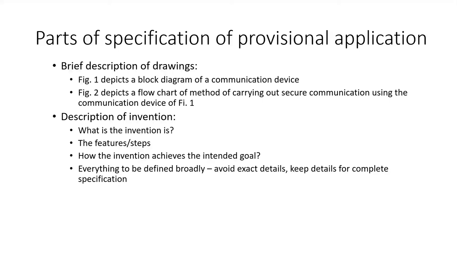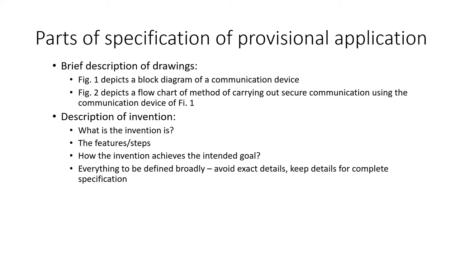So here you will define what are the features of your innovation, or maybe what are the steps of the process that you have developed, and how that invention is achieving the intended goal. So in a way, how the features are working together and how they are enabling the different steps or maybe a process so as to achieve what the invention intends to achieve.